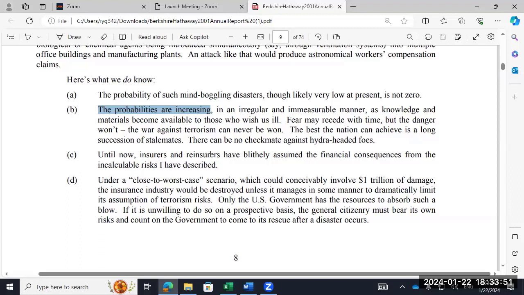So he also says it's irregular and immeasurable. What do you think he means by irregular? It's just like a jump in knowledge. We may not be able to predict it, and the driving force behind someone wanting to do it, we don't know what that is. Someone initiates it. Yeah, that's true. We have a lot of conflicts in the world right now. You might have made someone really mad that suddenly has a reason to do that.